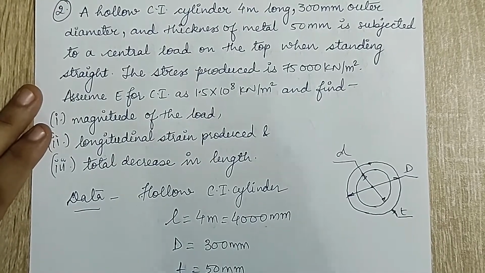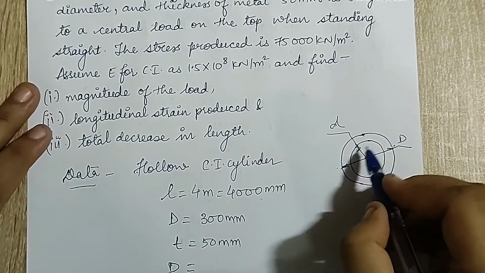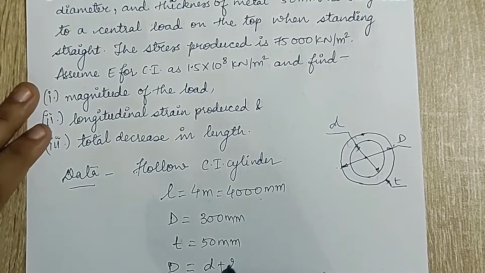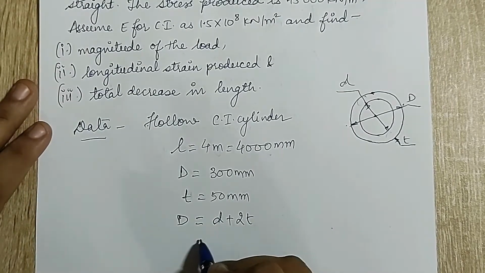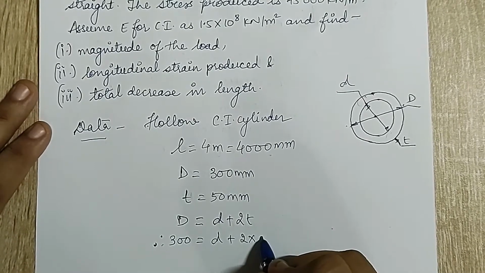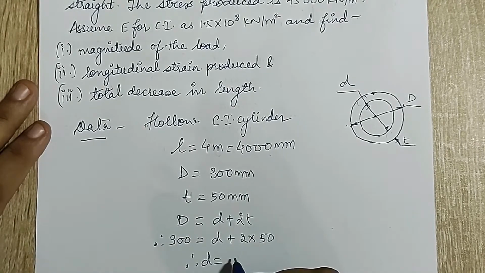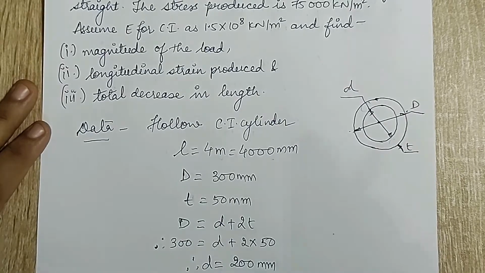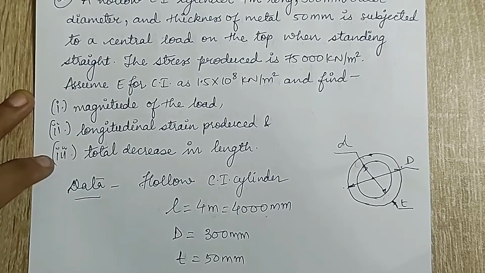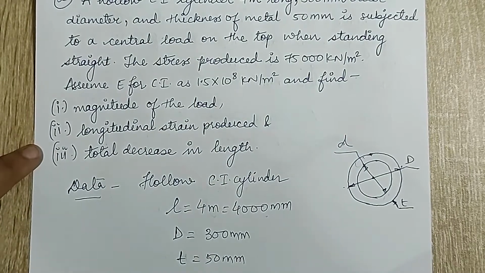50 mm. Now it is very evident from the figure that capital D will be small d plus T plus T. So this will be small d plus 2 times T. So when I substitute here, therefore 300 is equal to small d, which I do not know, plus 2 into T value, which is given as 50. Therefore small d turns out to be 200 mm.